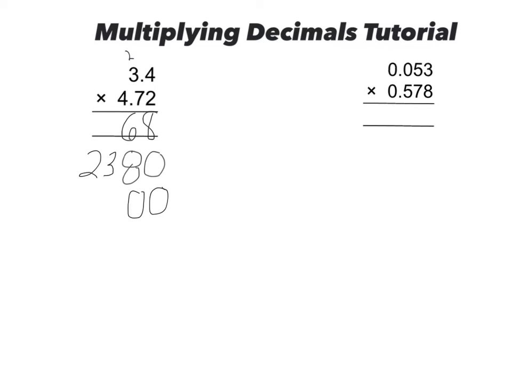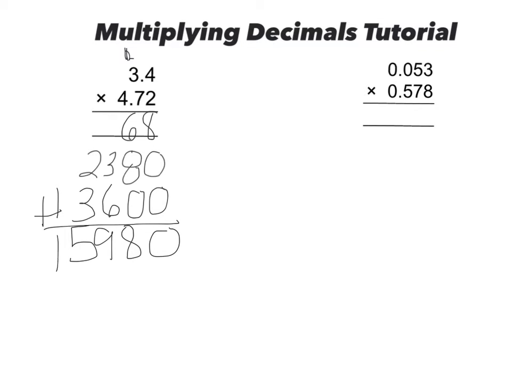Placeholder, placeholder to represent the 4. And now we have 4 times 4, which is 16. Carry your 1 this time. And then you have 4 times 3, which is 12, plus the 1 gives us 13. And now we have to add this, 0, 8, 9, 5, 1.